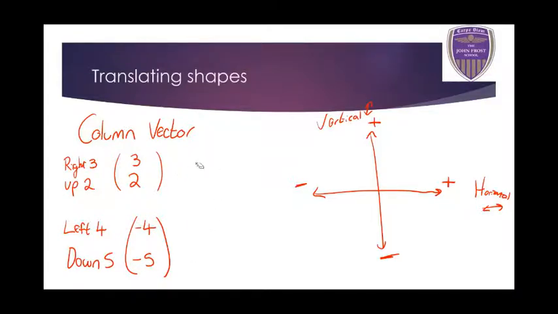A very big, broad example is if we have a column vector here, the top number tells you whether you go left or right. If you go to the right, your number has to be positive. If you want to go to the left, your number has to be negative. The bottom number, if you want to go up, your number is positive. If you want to go down, your number is negative. Let's have a look at some very quick examples on a graph.